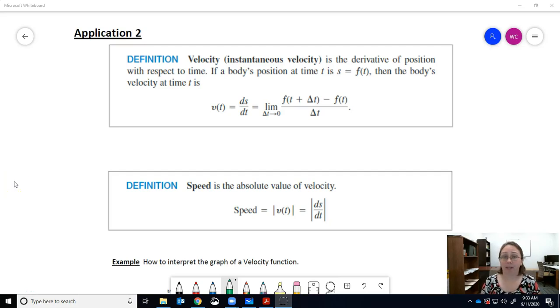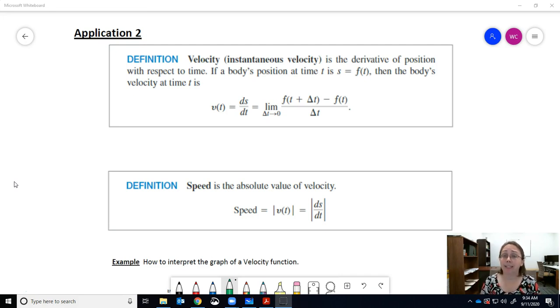So our second application for rates of change is going to be velocity and acceleration and also speed. So we've actually talked about this quite a bit in our videos. These are very important concepts, especially in physics. So let's start off with the definition. We're going to formalize it now.